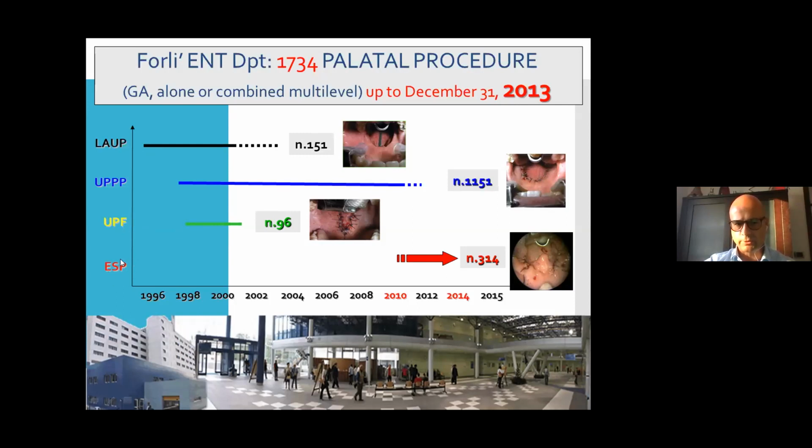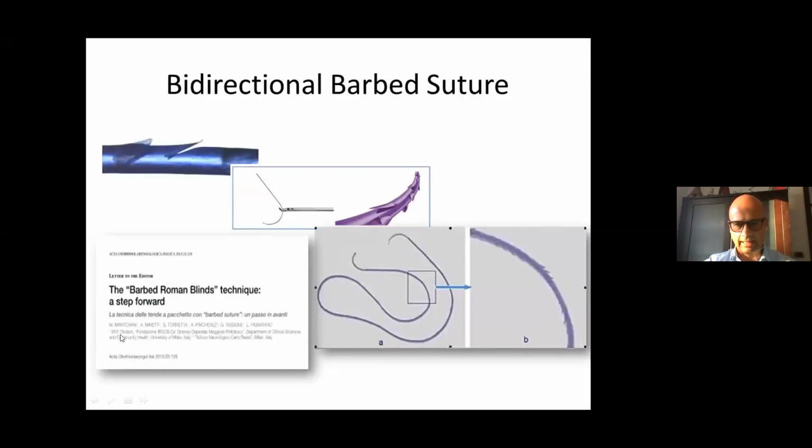we have used expansion sphincter pharyngoplasty. Expansion sphincter pharyngoplasty is really a good procedure. You can address the lateral walls. But in 2013, an Italian doctor, Professor Mario Mantovani from Milan, published this paper, Barbed Roman Blinds Technique, using bidirectional barbed suture. We read this paper. It was really interesting, with this new device.